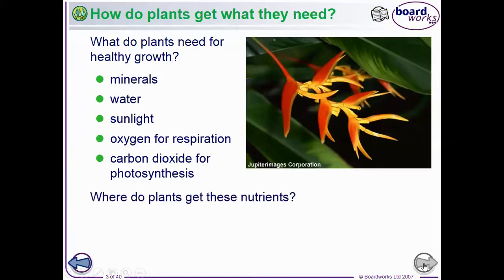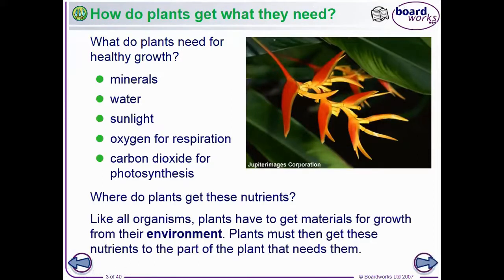So the question remains, where do plants get these nutrients? Can't move, we know that. So where do they get these nutrients and these materials they need in order for growth? Well, they get it from their environment. So plants are adapted to live in environments that provide them with these 5 key ingredients that they need for healthy growth and development. So plants need minerals, water, sunlight, oxygen for respiration, and carbon dioxide for photosynthesis.